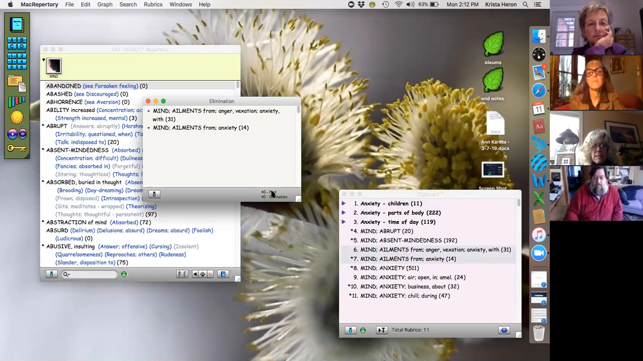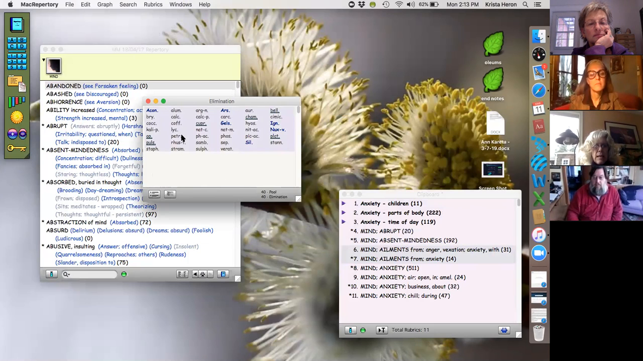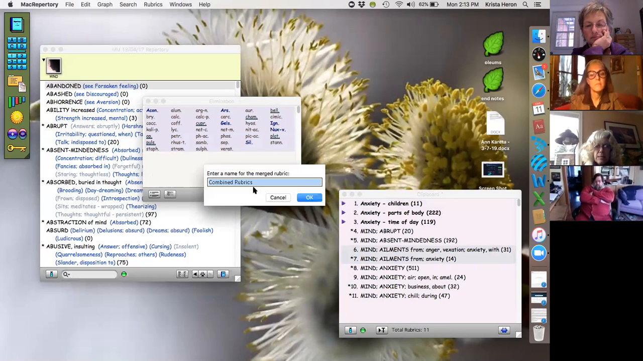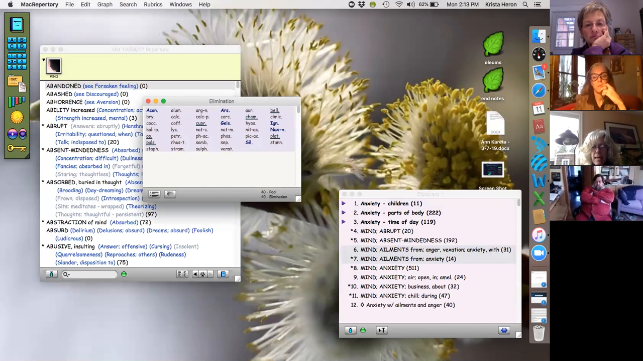And see here it says the pool is 40. These together add up to 40 because there are some duplications. If you click on the remedy vial, then you can highlight that, drag it over here, and it's going to ask you to rename that clump. So I'm going to say anxiety with ailments from anger. And so now I've combined those here.